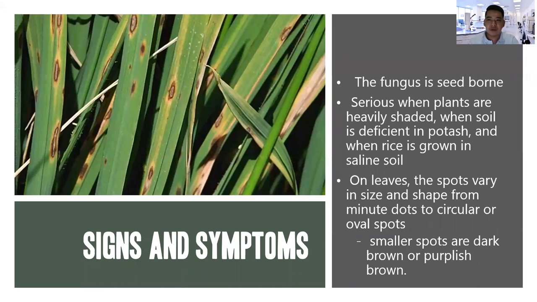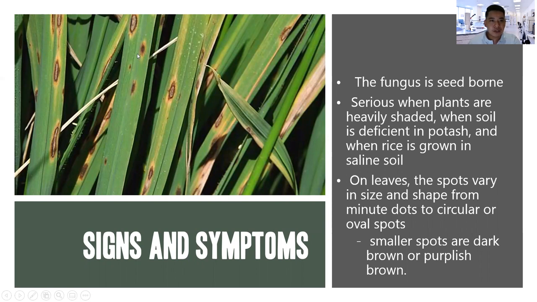So, for signs and symptoms, the fungus is seedborne. So, seedborne siya. So, pwede po siyang makuha sa seed, yung mismo sa seed na nandoon na po yung sakit. Serious when plants are heavily shaded, when soil is deficient in potash, and when rice is grown in saline soil. So, on leaves, the spots vary in size and shape from minute dots to circular or oval spots. So, ayan po, from circular to oval spots po. Smaller spots are dark brown or purplish brown.